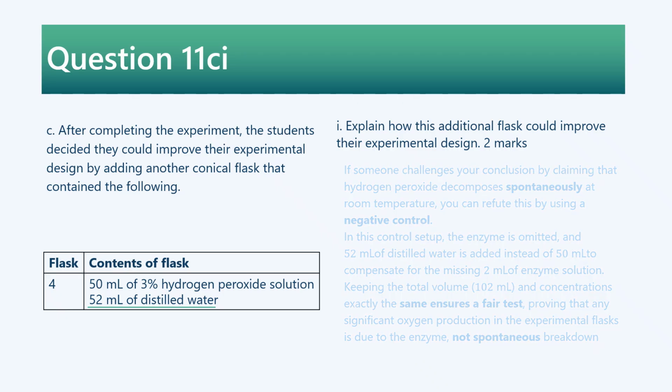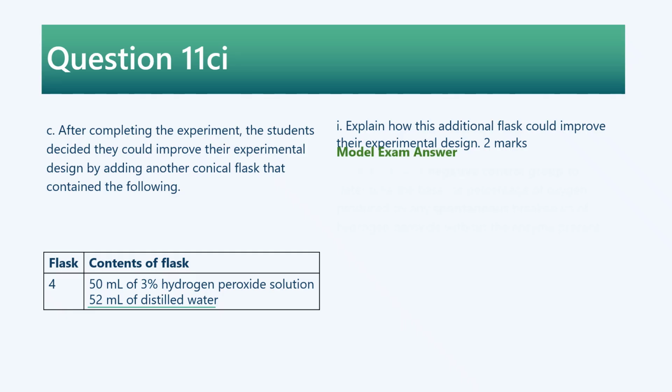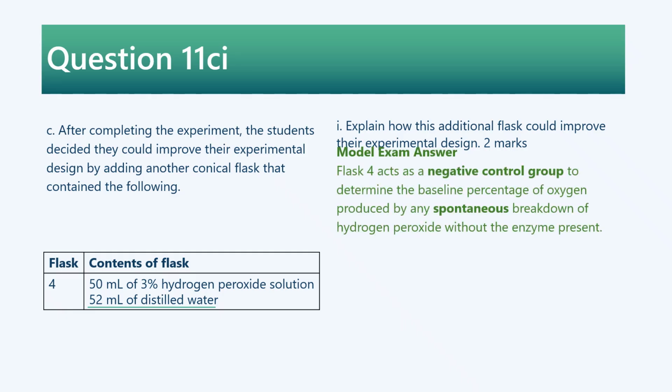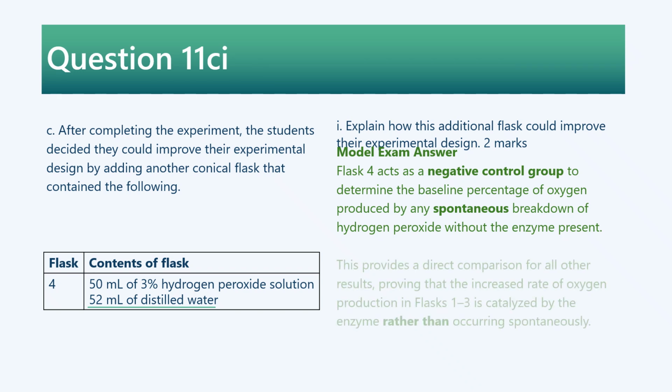Model exam answer. Flask 4 acts as a negative control group to determine the baseline percentage of oxygen produced by any spontaneous breakdown of hydrogen peroxide without the enzyme present. This provides a direct comparison for all other results, proving that the increased rate of oxygen production in flasks 1 to 3 is catalyzed by the enzyme rather than occurring spontaneously.